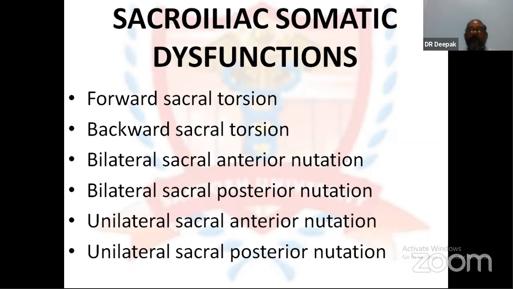Now come to the sacroiliac somatic dysfunctions. First is forward sacral torsion. The second is backward sacral torsion, bilateral sacral anterior nutation, bilateral sacral posterior nutation, unilateral sacral anterior nutation, and unilateral sacral posterior nutation. These are the dysfunctions we will discuss in the coming slides. Okay, what these dysfunctions are.